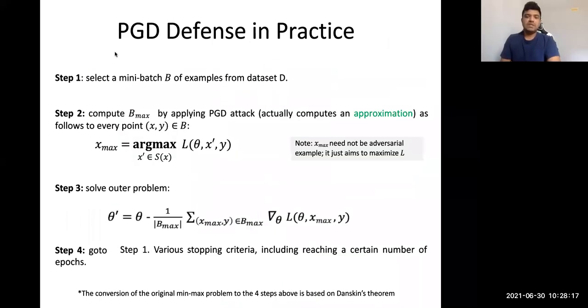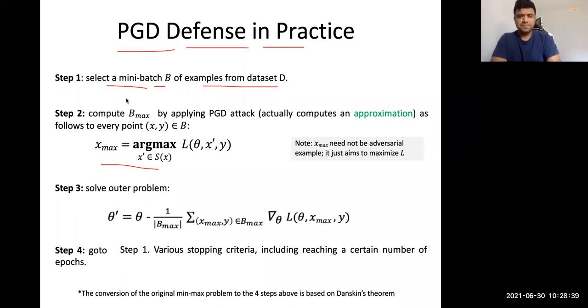So, PGD defense in practice. Even I had some difficulty trying to understand this, as I'm not very familiar with optimization algorithms. But what this does is, first we select a mini batch B of examples from our dataset D, and then we compute the B max by applying PGD. PGD maximizes the loss, and we find a B max, and that actually computes an approximation.